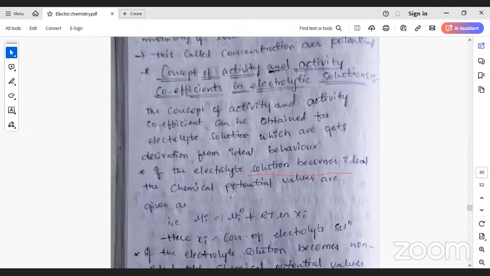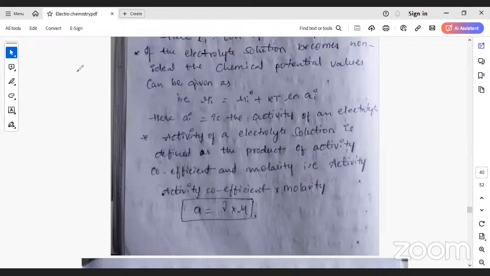If the electrolyte solution is ideal, the chemical potential can be written as mu i equals mu i naught plus RT ln Xi. Here Xi is the mole fraction, that is, the concentration of the electrolyte solution. This is in the case of ideal solutions. The same simple equation is applicable for non-ideal solutions, so we can write mu equals mu naught plus RT ln ai, where ai is the activity. So for ideal solutions we utilize the concentration, and for non-ideal solutions we utilize the concept of activity and activity coefficients.